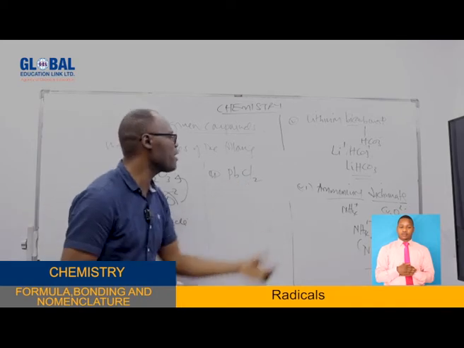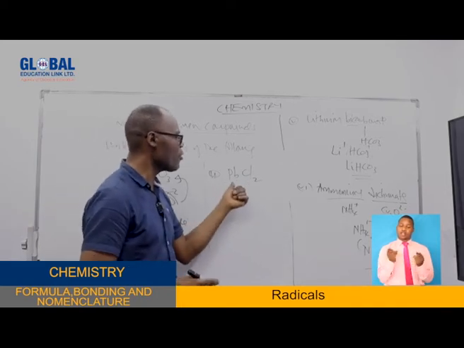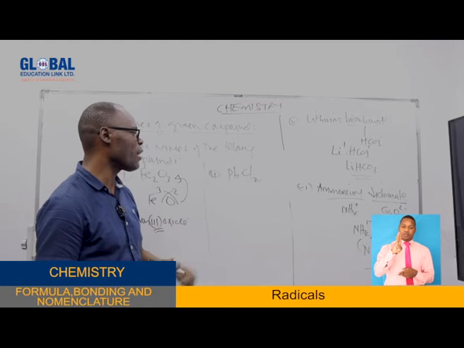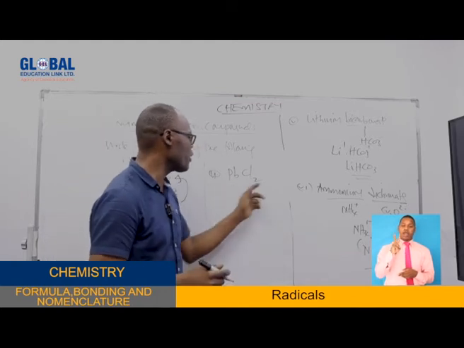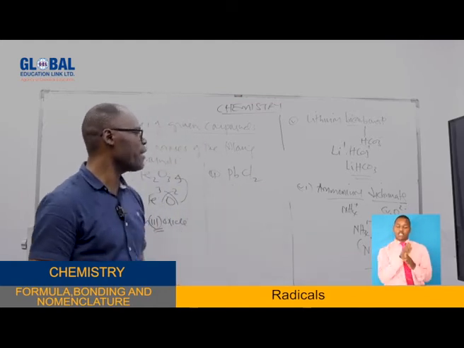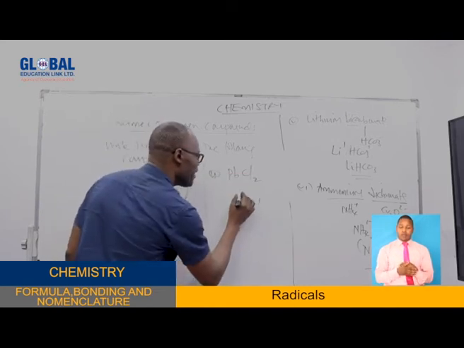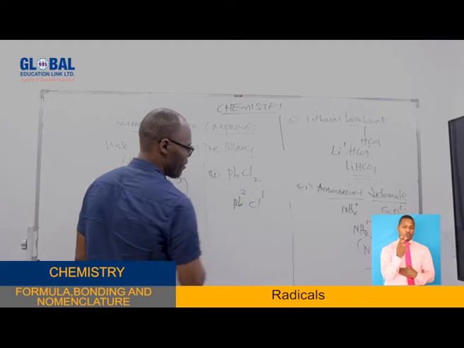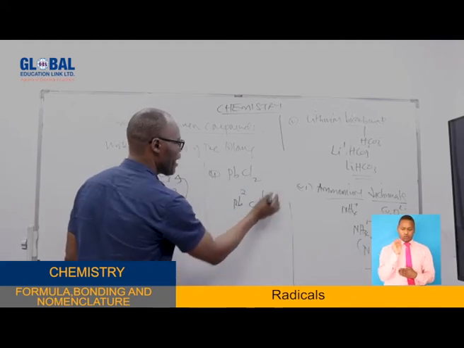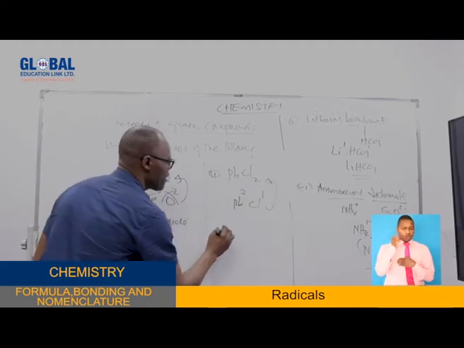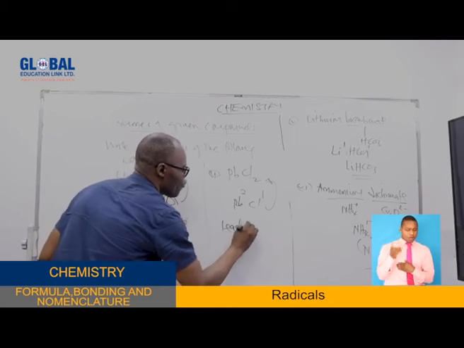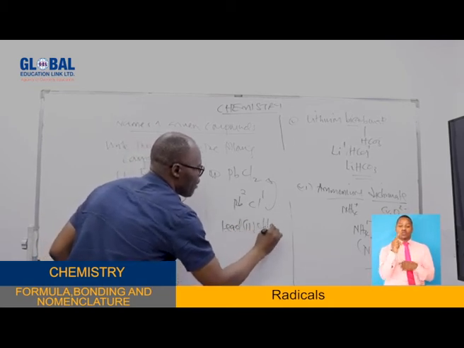In this PbCl2, I also know lead has a variable oxidation state. You can have lead 2 or lead 4. The question is, what's the valency of lead here? So I have to go back from the answer. Pb is 2 and Cl is 1. If I exchange, then I'll go back there. It means this is lead 2 chloride.